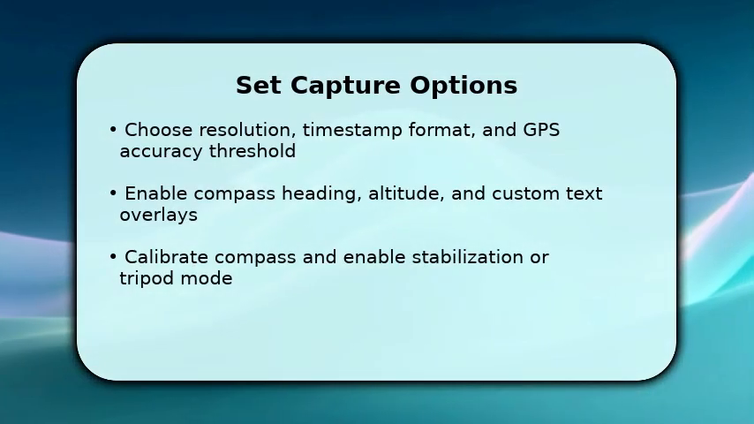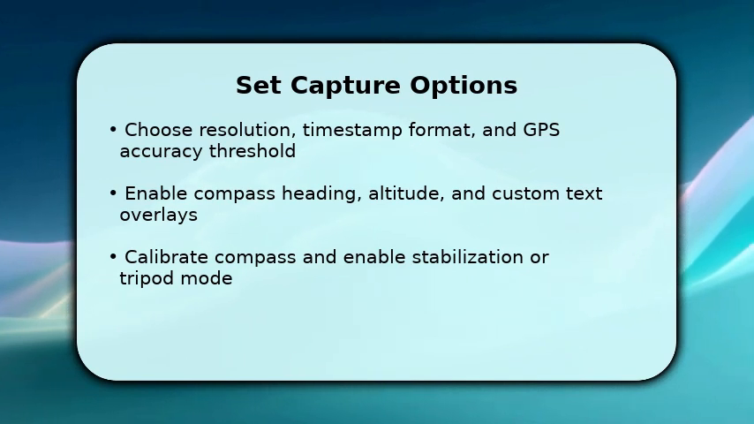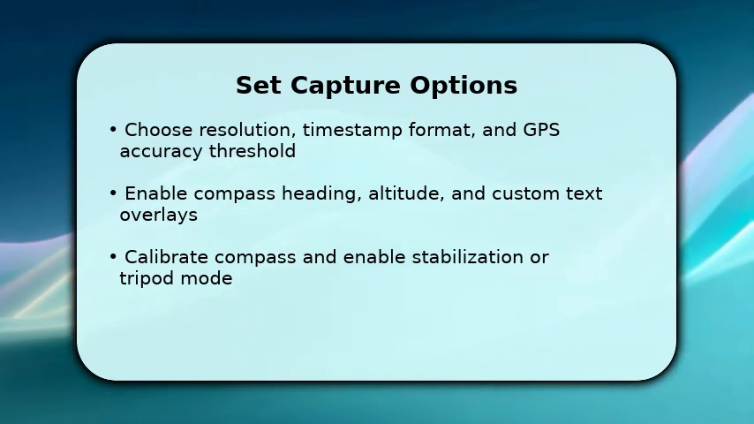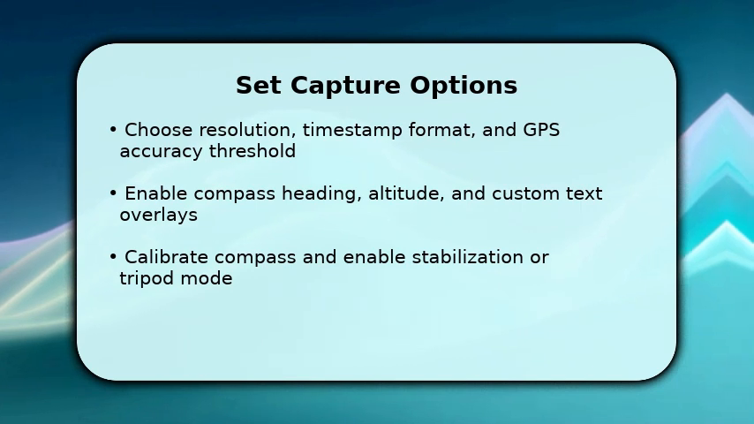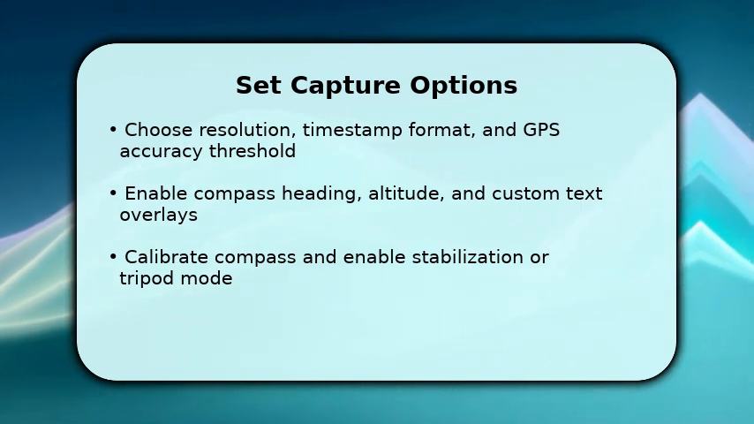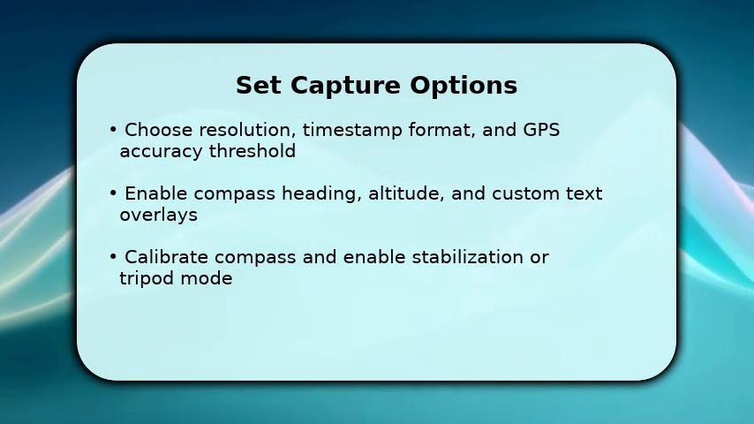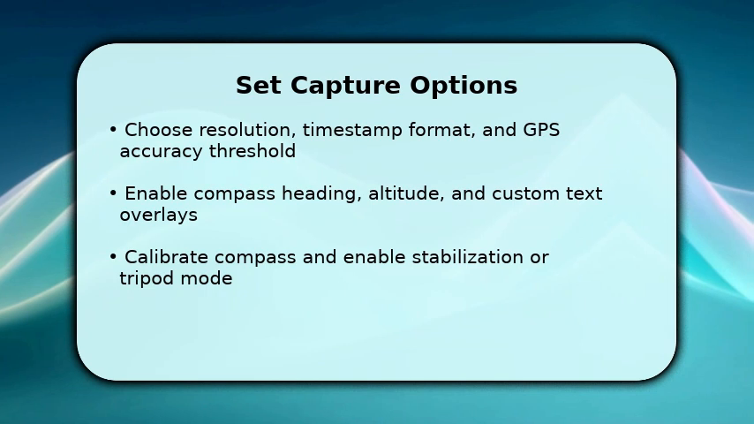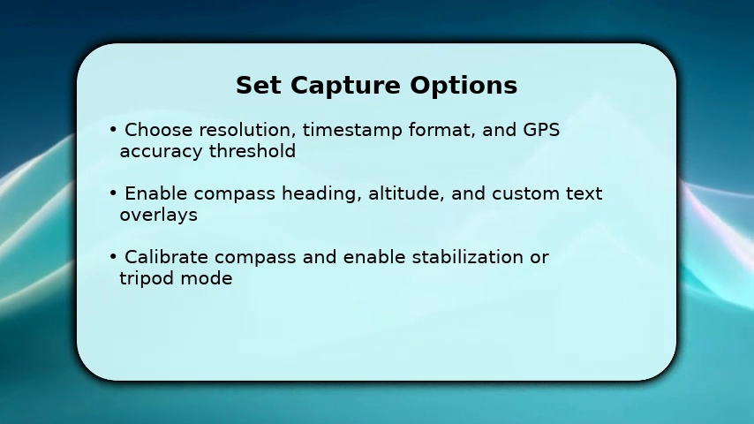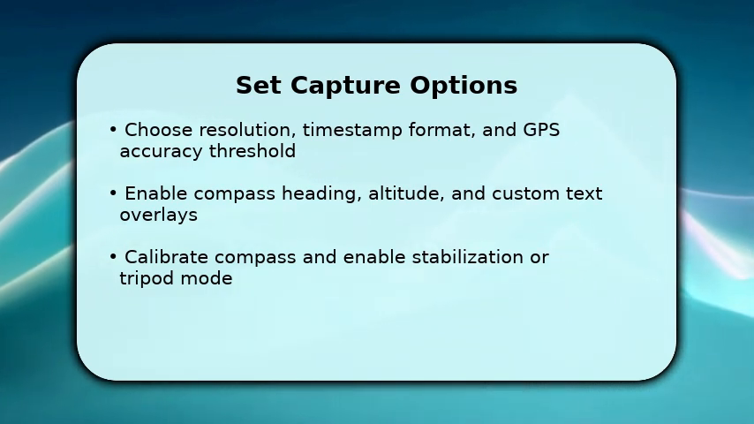Now you'll configure capture options so each shot contains the right data. Set resolution and timestamp format, and pick an accuracy threshold like 5-10 meters to avoid poor fixes. Enable overlays for heading, altitude, and any custom text you want burned into the image. This embeds the why and where directly on the photo.